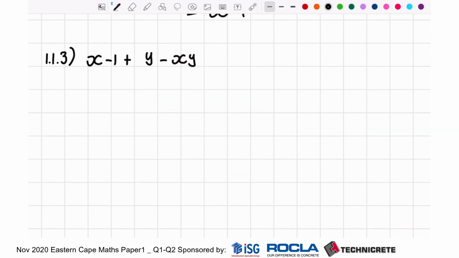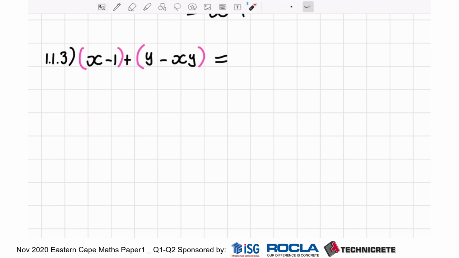Okay, and then for the next part, this 1.1.3, I've got 4 terms here, and how I'm going to solve this question, or how I'm going to factorize this expression, is by using grouping. So I'm first going to insert my own brackets here. So I'm going to put a bracket around these two terms and then a bracket around these two terms.